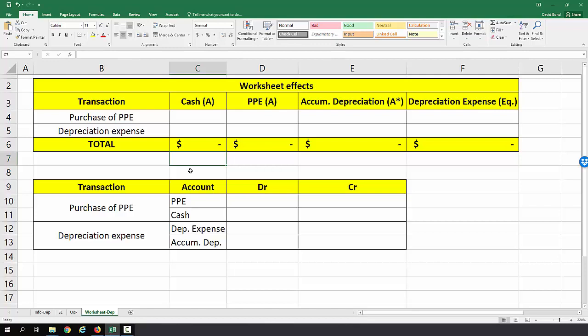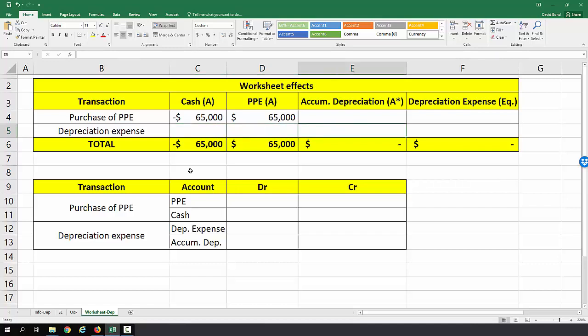When it comes to the worksheet effects, there are two transactions in this. The purchase of the property, plant, and equipment, we're going to say it was for cash, so $65,000 in cash going out of the business and a $65,000 in cash asset coming into the business. Again, asset down, asset up, it all equals out. When we come to the depreciation expense transaction, or the adjustment, I should say, we'll use straight line and 10 here.